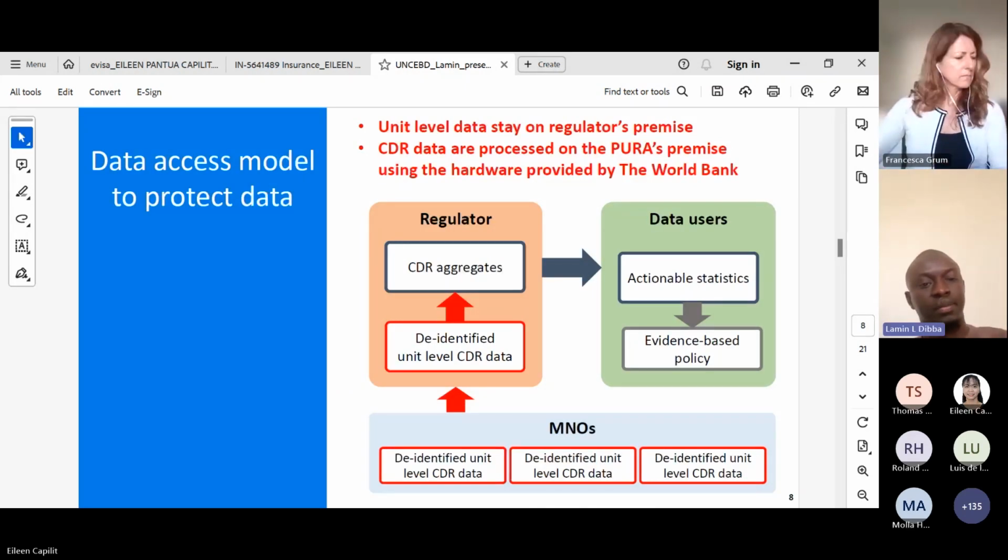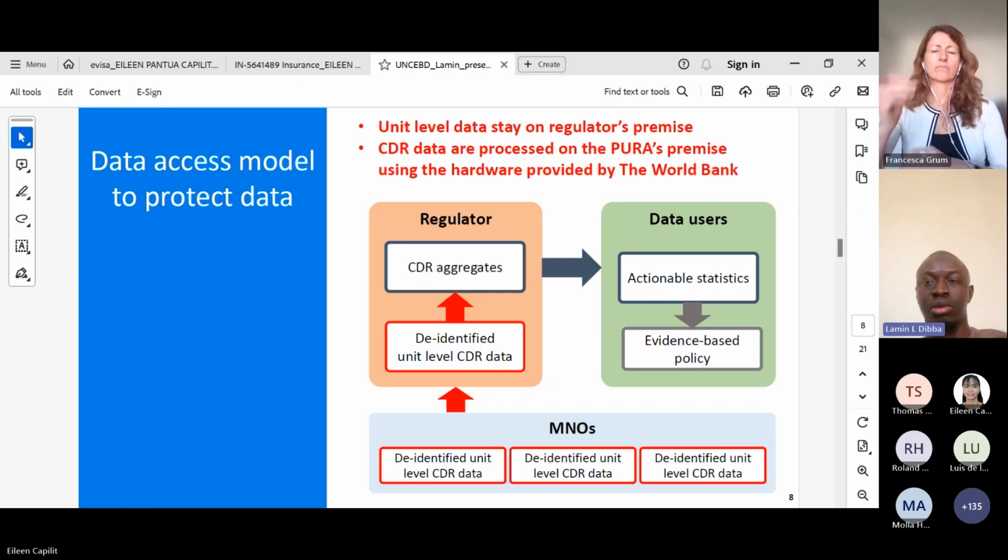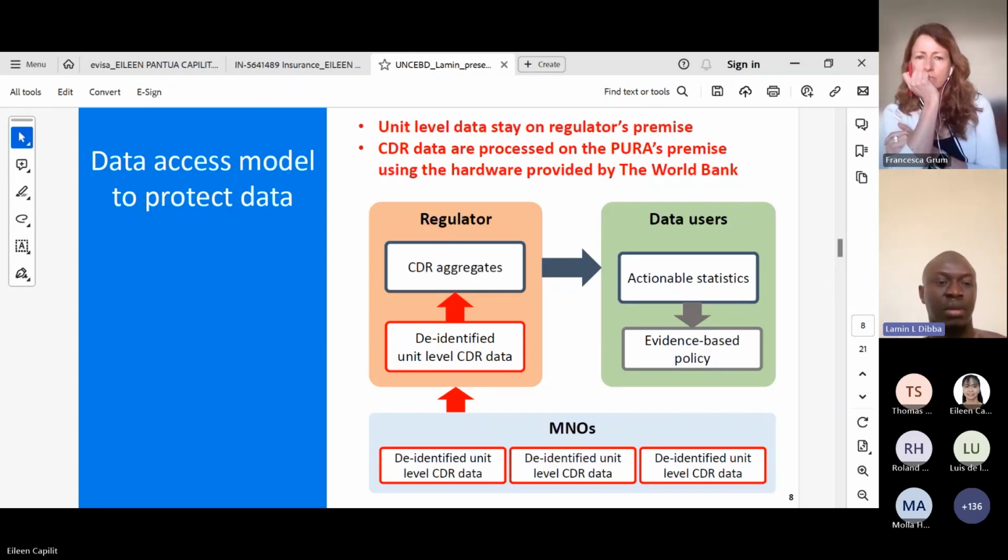So the framework of the data access was such that the MNOs were supported technically by the University of Tokyo to de-identify their data at the unit level. And then this data was supplied to the regulator where the infrastructure was located. And then the data was remotely accessed by the analysts, and the analysis was done remotely, results were produced, and these results are now being used by policymakers to draw evidence-based policies. This is the framework around which we worked to get the data, analyze it, and also produce results. Next slide.